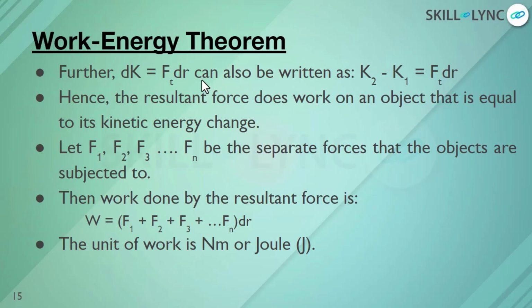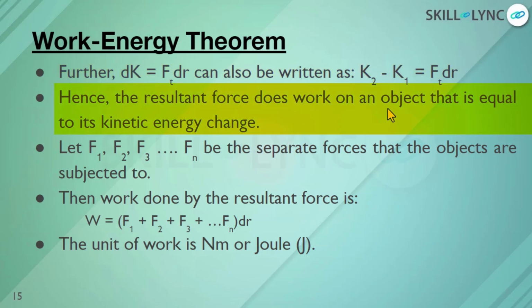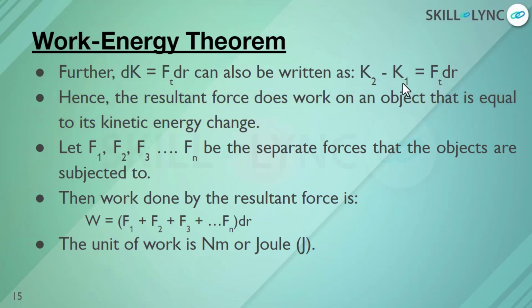Thus, coming back to our slides, we can write dK as K2 minus K1, that is, the difference in kinetic energy. K2 is the final kinetic energy and K1 is the initial kinetic energy. Then K2 minus K1 is equal to Ft into dr. Hence, the resultant force does work on an object that is equal to its kinetic energy change. This line depicts the same: the change in kinetic energy is equal to the work done by the resultant force.